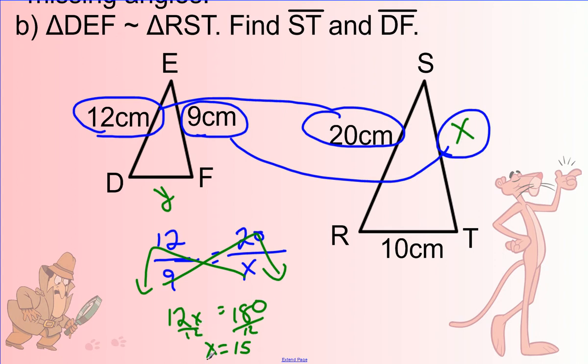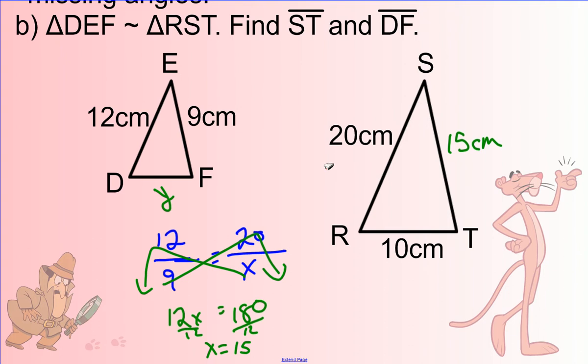So this missing side here is 15. Let's pop him in. 15 centimeters. Okay, so now we have that part done. We need to find what this side DF, my variable y, is.